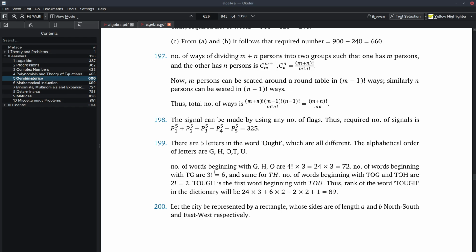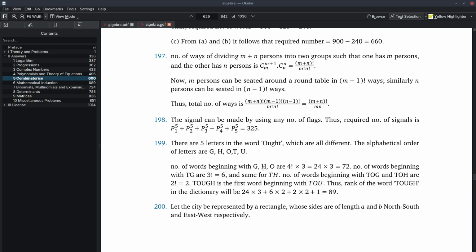The number of words beginning with TG is 3 factorial, and the same for TH. The number of words beginning with TOG, TOH is 2 factorial, that is 2. TOUGH is the first word beginning with TOU, so the rank of the word TOUGH is 24 multiplied by 3 plus 6 multiplied by 2 plus 2 multiplied by 2 plus 1.